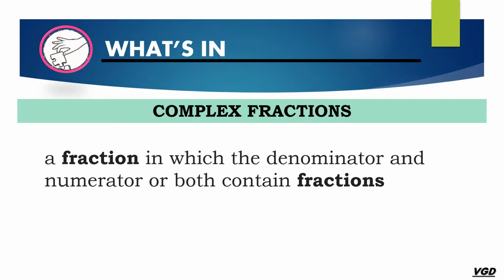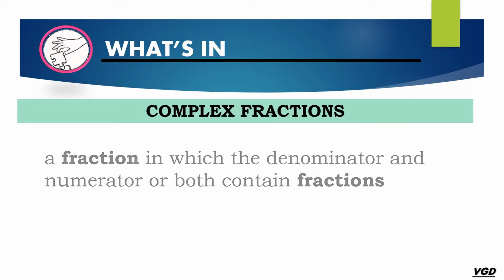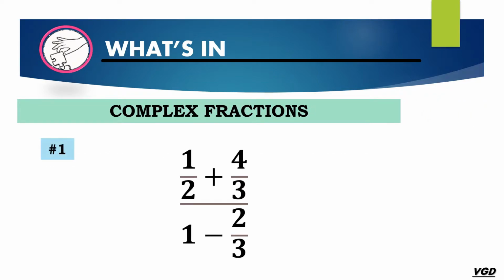What's in? Let's take a review about complex fractions. So what are complex fractions? These are fractions in which the denominator and numerator or both contain fractions. Now let's review simplifying complex fractions. So we have here number 1, 1/2 plus 4/3 divided by 1 minus 2/3. The bar between the fractions represents division.